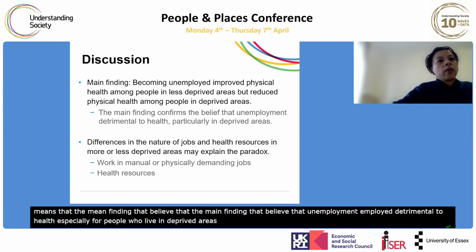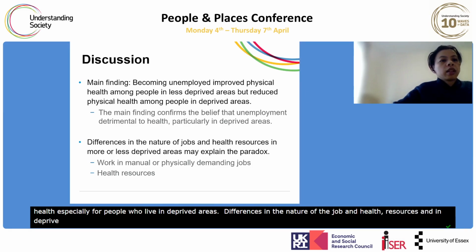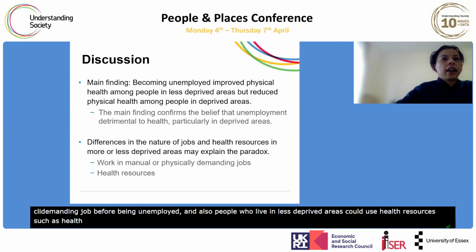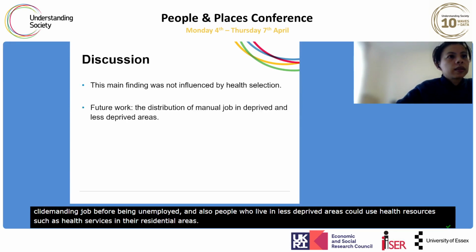Differences in the nature of jobs and health resources in deprived and less deprived areas may explain the paradox. People in deprived areas may work in manual or physically demanding jobs before being unemployed. Also, people who live in less deprived areas could use health resources such as health services in their residential area. The main finding was not influenced by health selection.